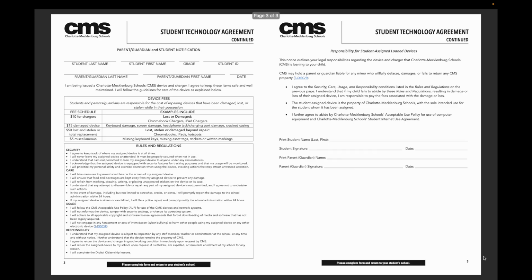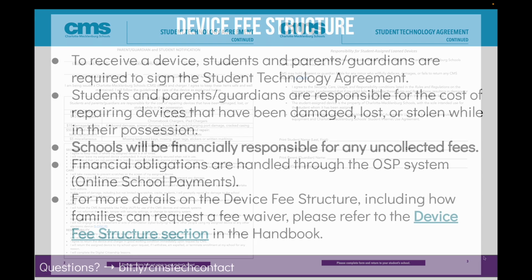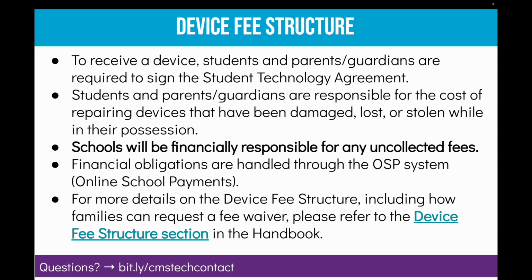The second page contains the Student Technology Agreement, which lists the device fee structure and the rules and regulations on using student devices. Students are responsible for keeping their devices secure and taken care of, agree to use the CMS network responsibly, and agree to be responsible for any fees incurred on their assigned device. Families will sign on the third page attesting to adhere to these rules and regulations and turn in the signed form to their school. As mentioned in the Student Technology Agreement, students and families are responsible for any fees from damaged, lost, or stolen CMS devices.